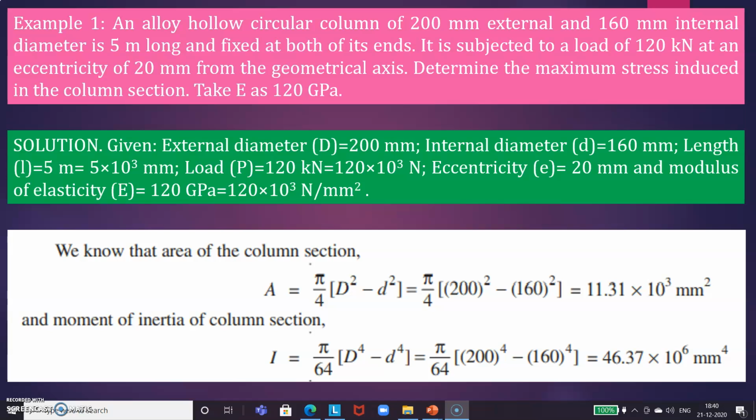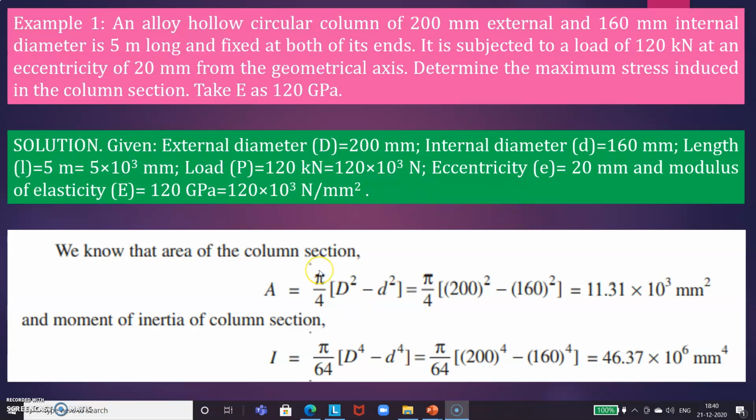Okay, here this is a hollow circular column. Capital D is given, that is 200 mm, and small d internal diameter, that is 160 mm, and length of the column is 5 meter long. So let us convert into millimeter. So that is 5 into 10 raised to 3 millimeter, and load P is equal to 120 kilonewton, so 120 into 10 raised to 3 Newton, and eccentricity e is equal to 20 mm, and modulus of elasticity E is equal to 120 GPa, or 120 into 10 raised to 3 Newton per millimeter square. Okay, we have to use that formula.